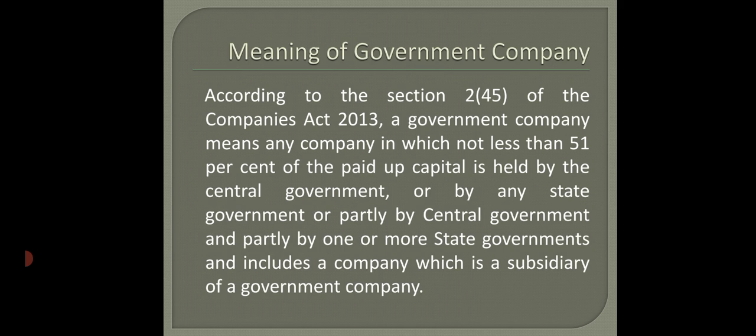A government company is one where more than 51% of the shareholdings are held by the government, wholly by the central government, or by a state government, or partly by the central government and partly by one or many state governments. So it is in collaboration with state or central, or individually by central or individually by state. Such companies we call government companies.